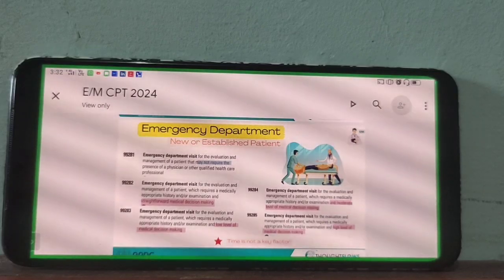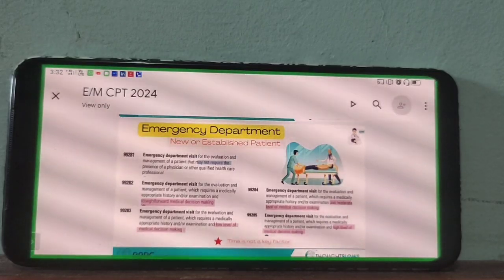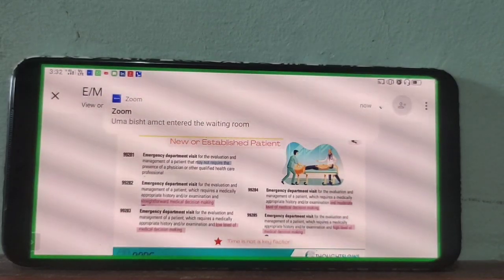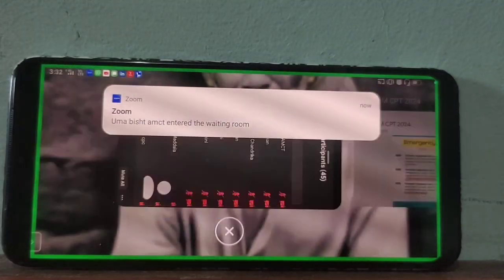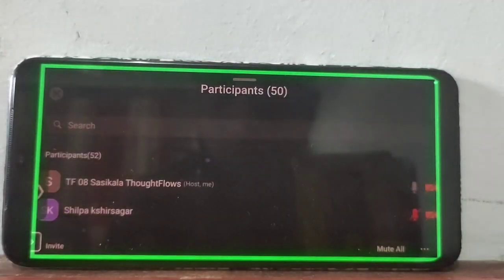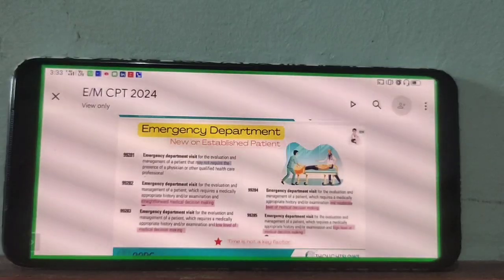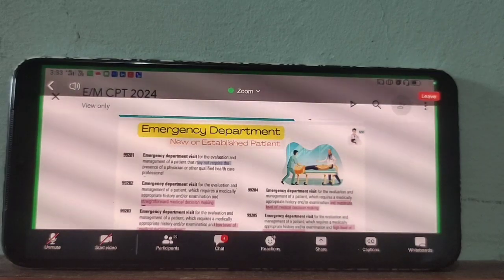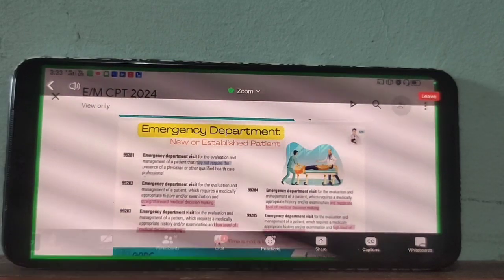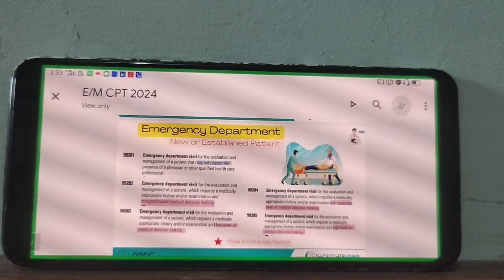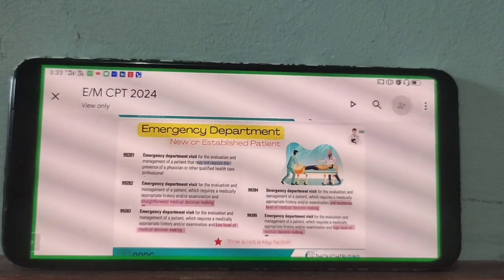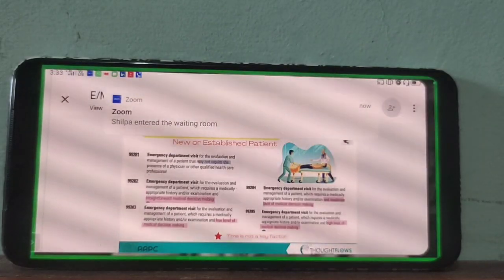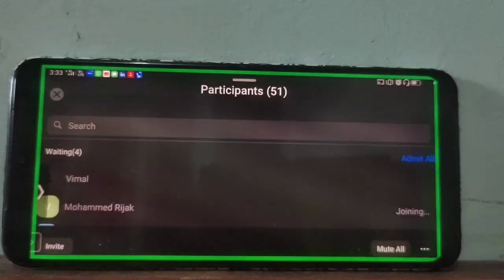So here 99281 may not require the presence of a physician. Say a patient who took poison is admitted into the emergency department. To clear the stomach, the presence of a doctor is not necessary.